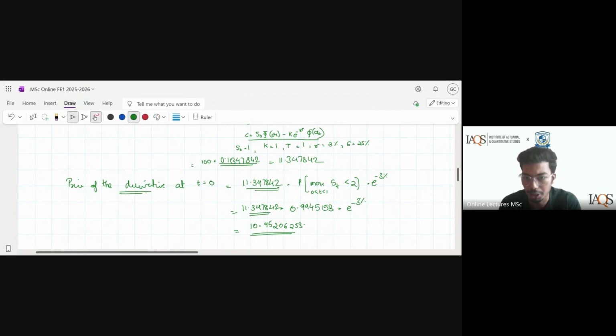Spot rate computation, forward rate computation, zero coupon bond, all of those. So I don't think more than 4 to 5 lectures will be required.